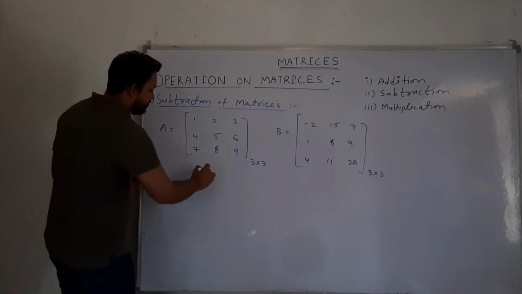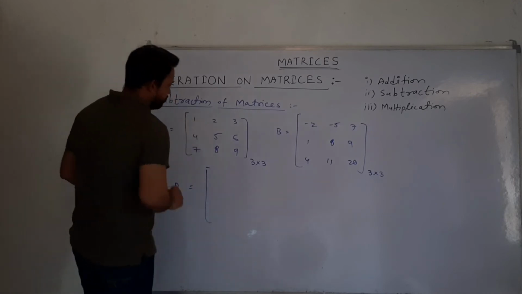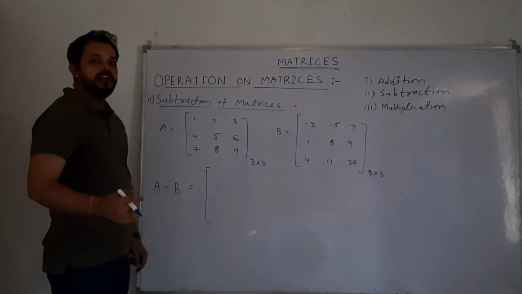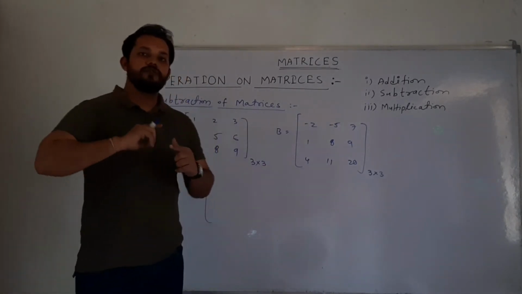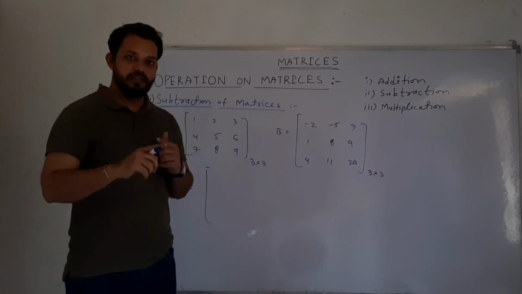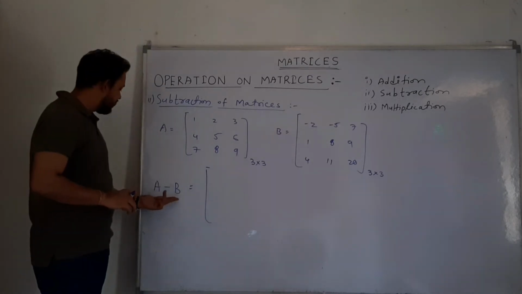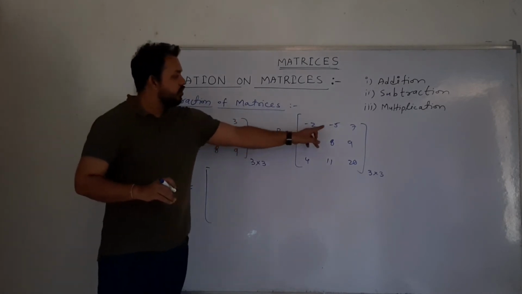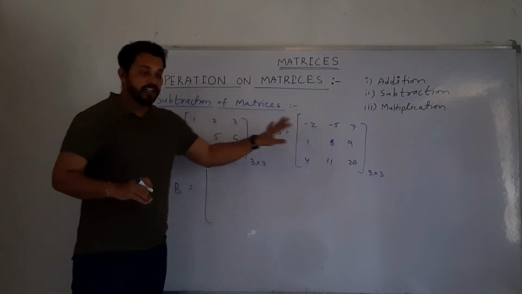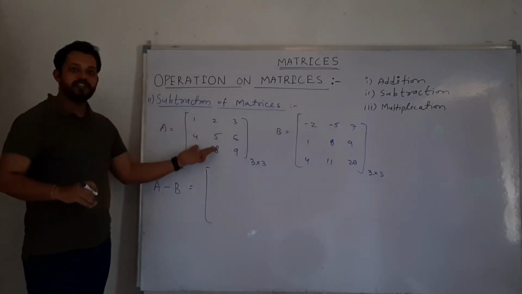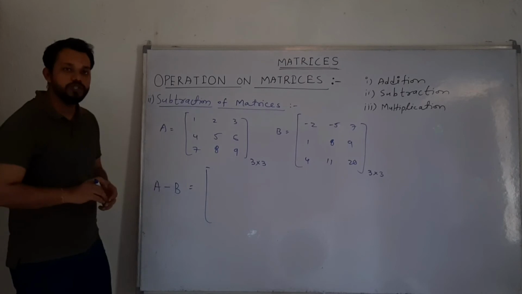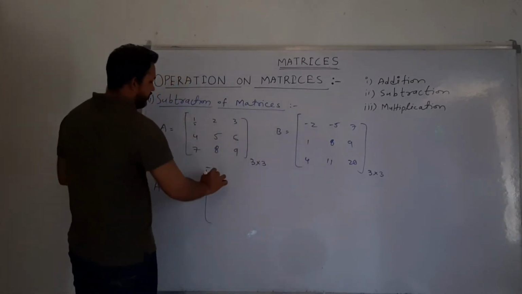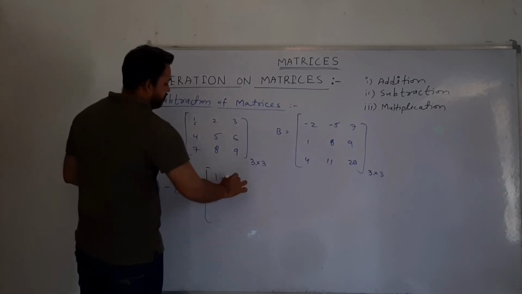So A minus B can be written as this matrix minus this matrix. Again, the corresponding elements of the two matrices are subtracted. To find the subtraction of matrices A minus B, the corresponding elements of matrix B are subtracted from the corresponding elements of matrix A. How to do this? The corresponding element of 1 is -2, so we will write 1 minus -2.